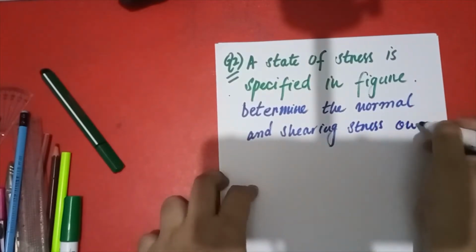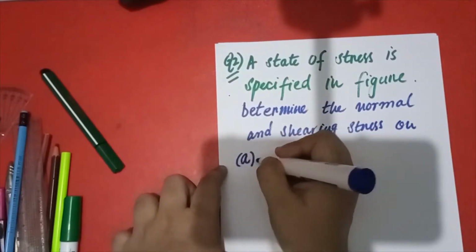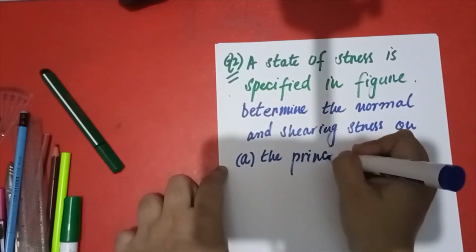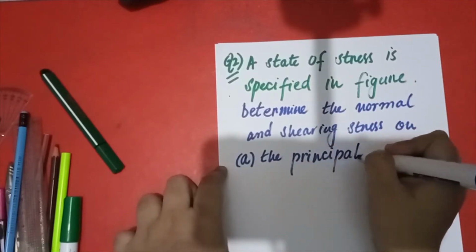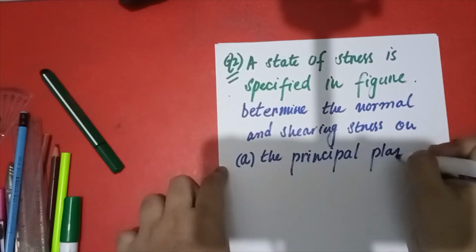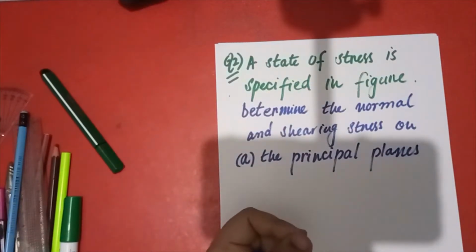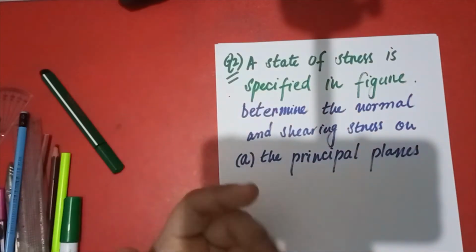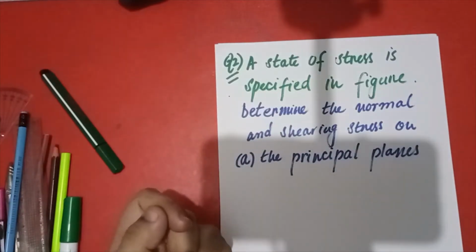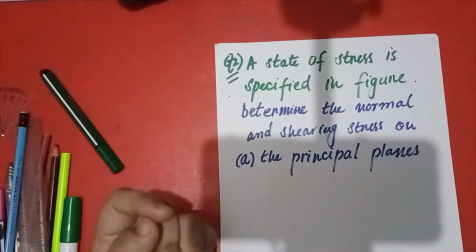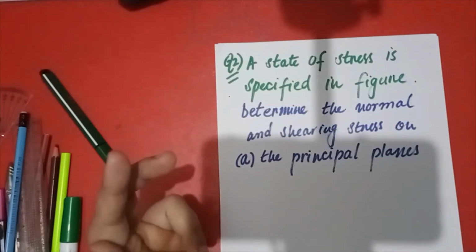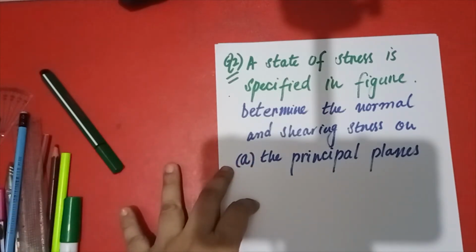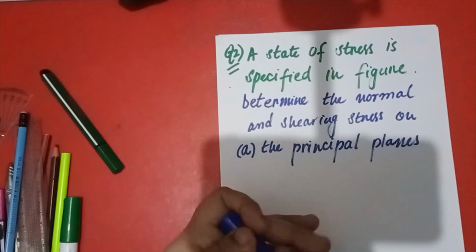on part A, which is the principal planes. So again here it is asking about principal planes. We need to find the normal stresses and shear stresses on the principal planes. But I already told you in the last live session and in the class that on the principal planes we only have two normal stresses, sigma x and sigma y, that are known as principal stresses, but shear stresses are zero on them.